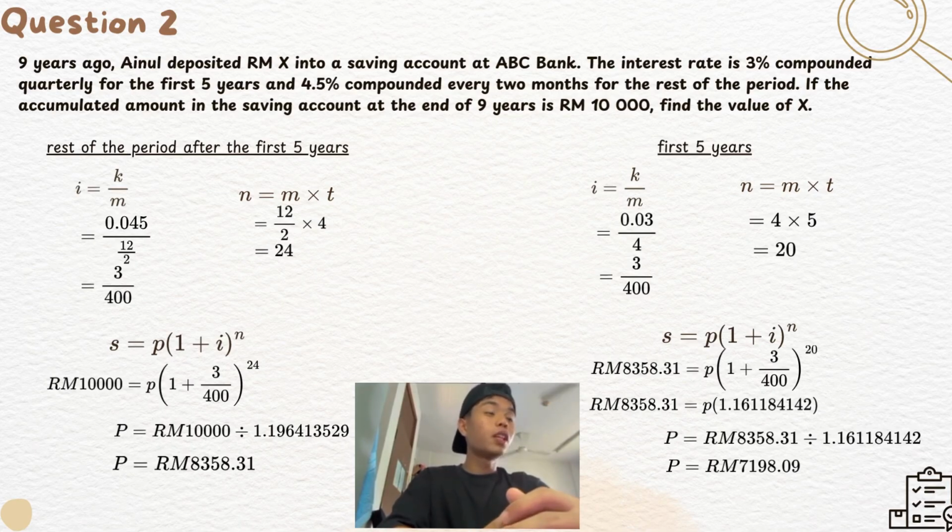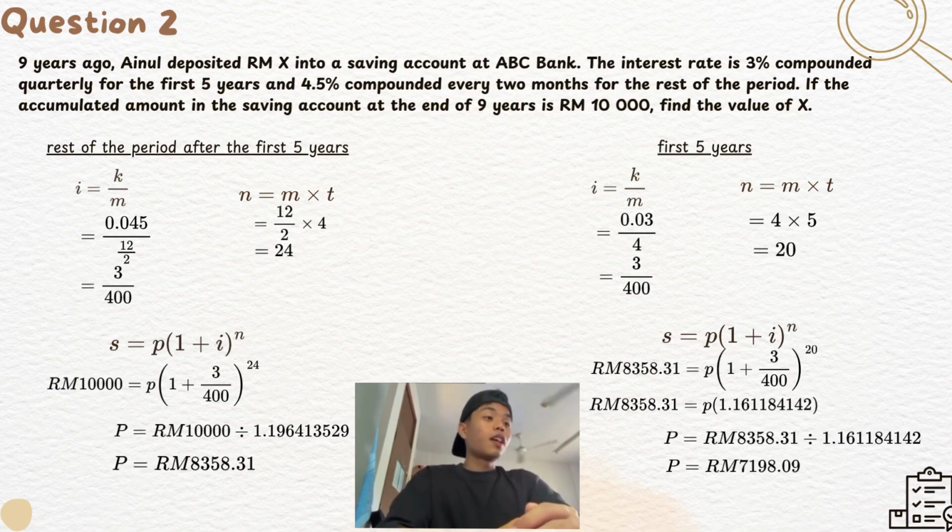After we get the P of the rest of the period after the first 5 years, we need to find the P of the first 5 years. Using the same formula, S equals P bracket 1 plus i bracket power of n, we need to find i and n first. For i, 0.03 over 4, so we get 3 over 400. For n, 4 times 5 equals 20. So we use the P of the rest of the period, 8,358 and 31 cents, as the S of the first 5 years. So RM 8,358 and 31 cents equals P bracket 1 plus 3 over 400 bracket 20.